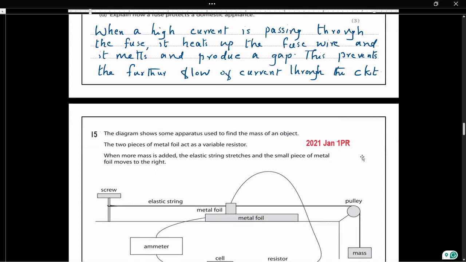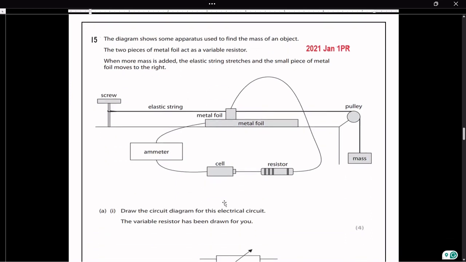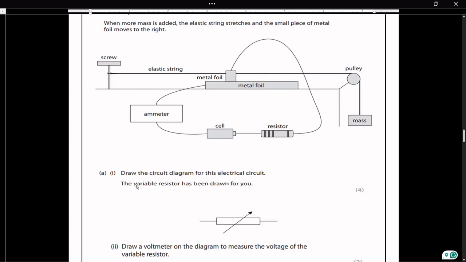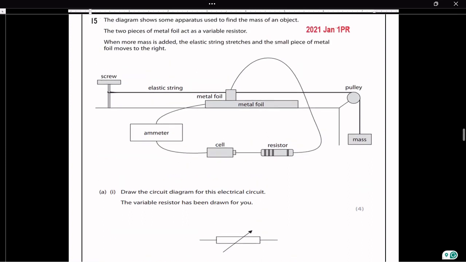Now the next one is a question from January 21. The diagram shows some apparatus used to find the mass of an object. So there is an apparatus given. Let us answer the first question. Draw the circuit diagram for this electrical circuit. Yes. So here the variable resistor has been drawn for you.